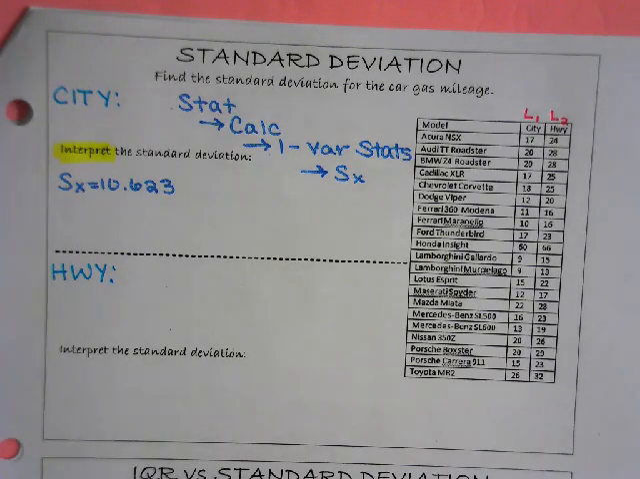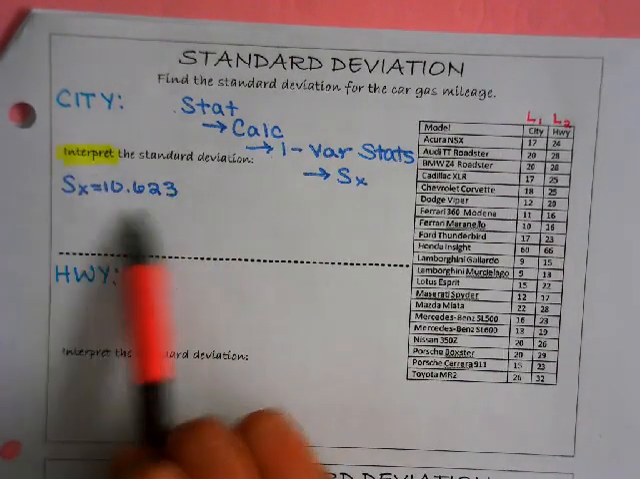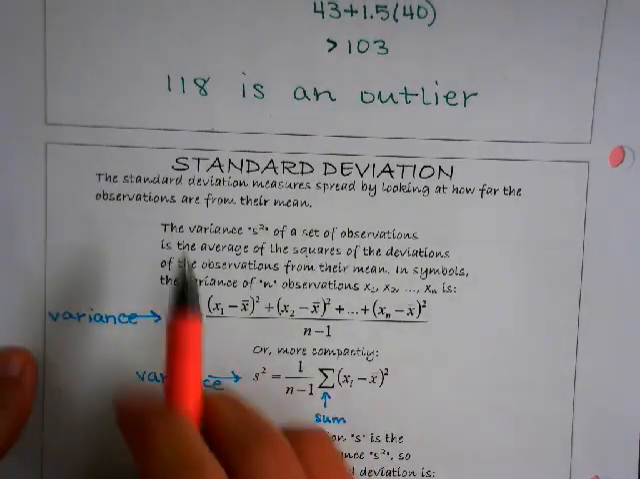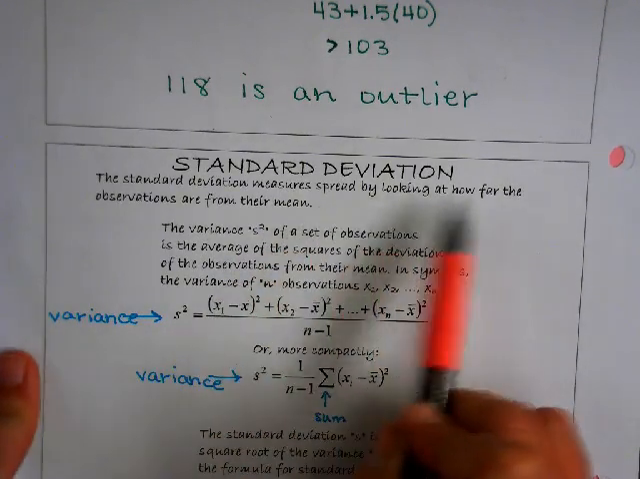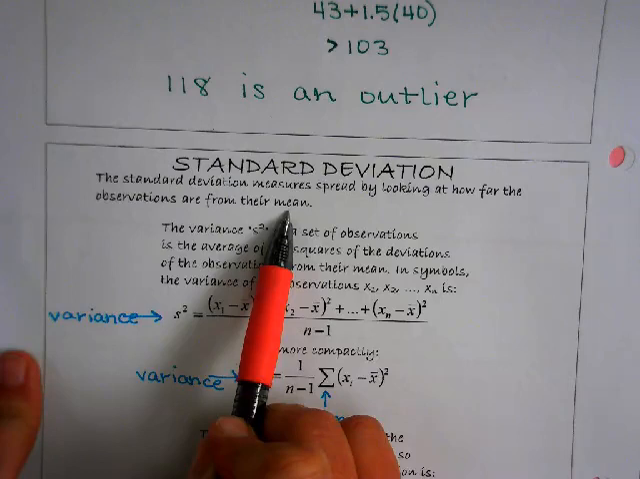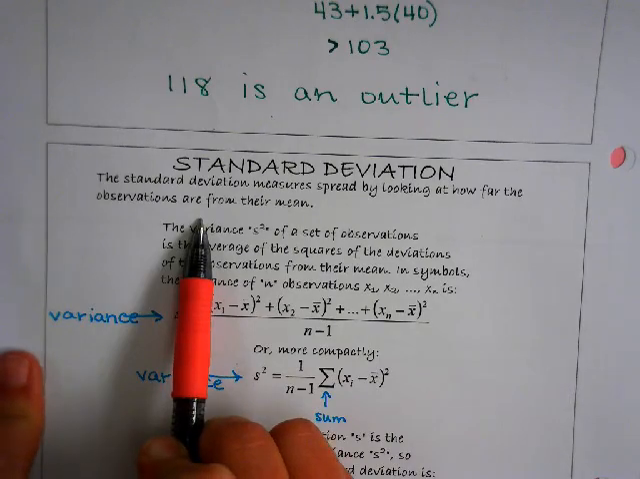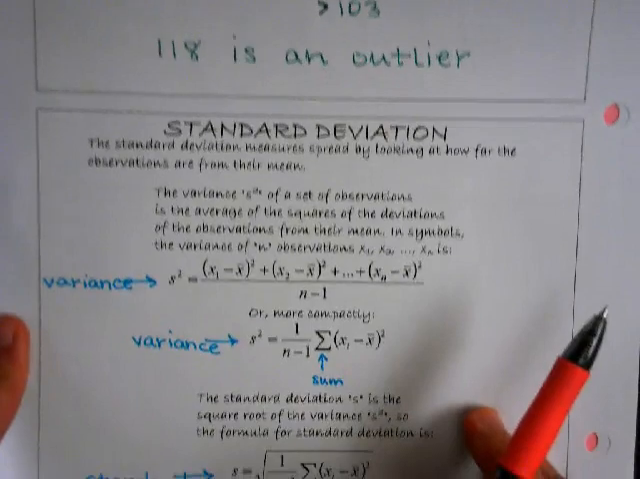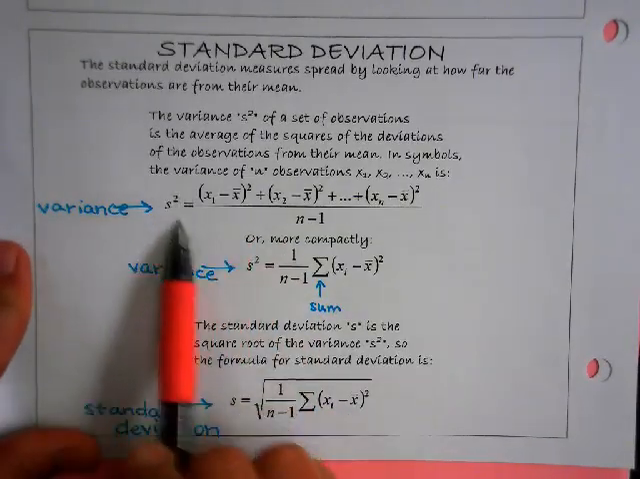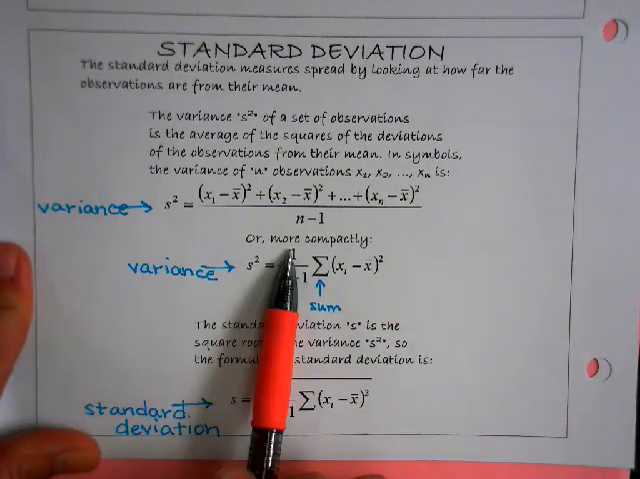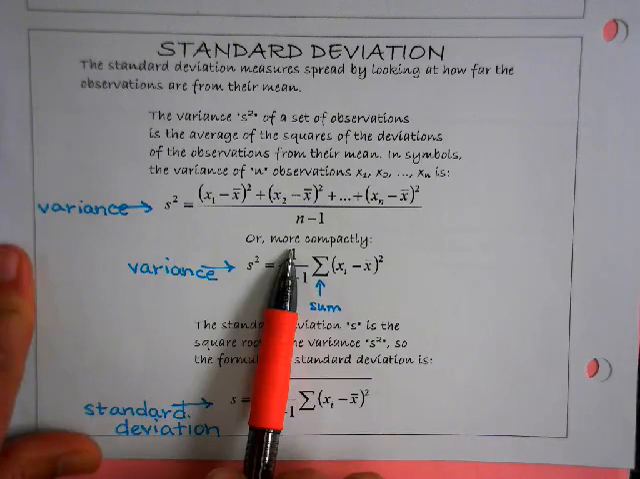So, when we interpret the standard deviation, I'm going to flip back over here. Standard deviation measures our spread by looking at how far the observations are from the mean. We're going to use that idea when we interpret, but we need to put it into context. The other part, when we look at this formula, well, I know this is variance, but what does it look similar to? An average. So it's pretty much the average distance from the mean. That's another part we're going to use in our interpretation.